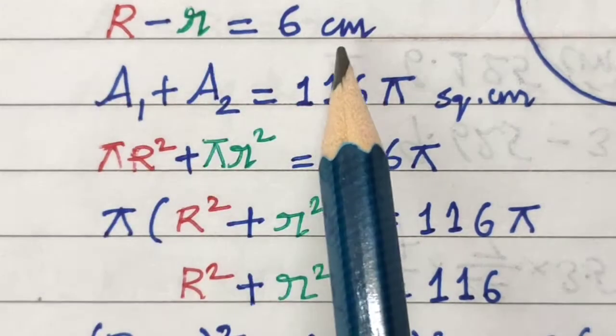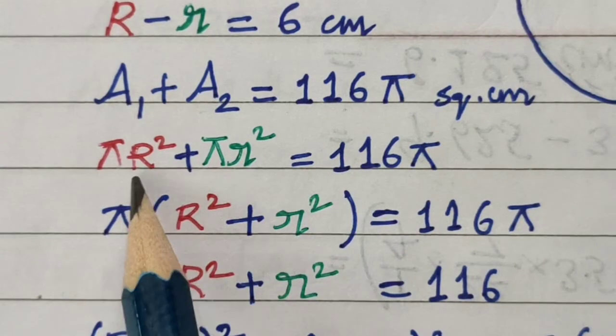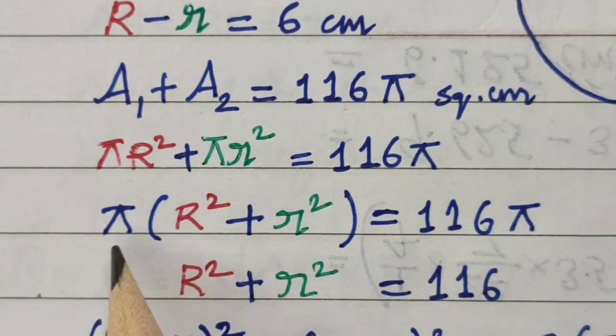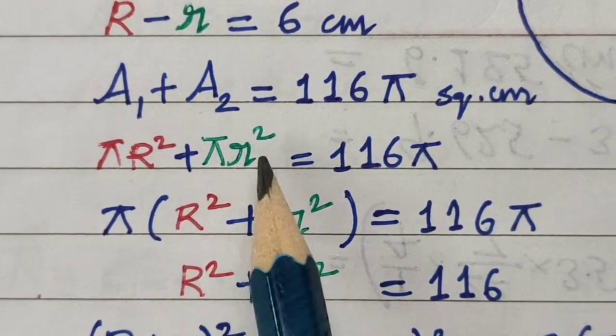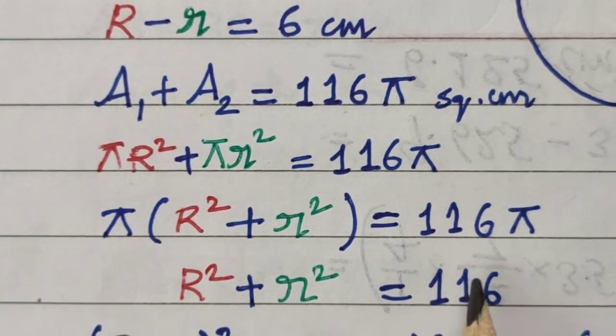R minus r is equal to 6 centimeters. A1 plus A2 is equal to 116 pi. Pi R square plus pi r square is equal to 116 pi. We have taken pi common here, so this pi and this pi will get cancelled. Then R square plus r square is equal to 116.